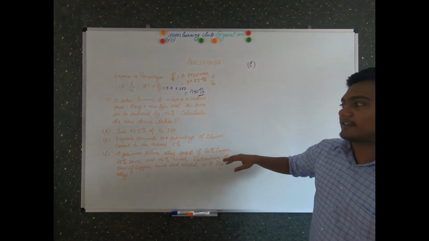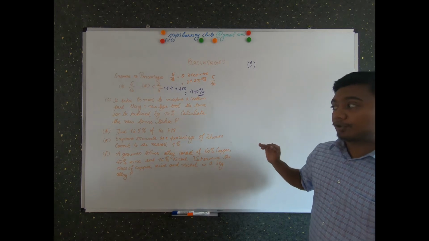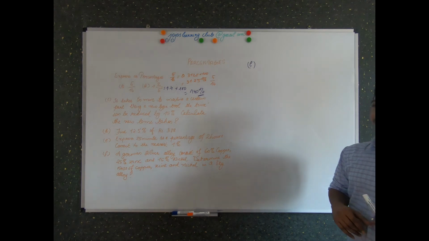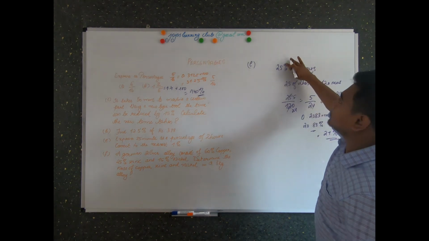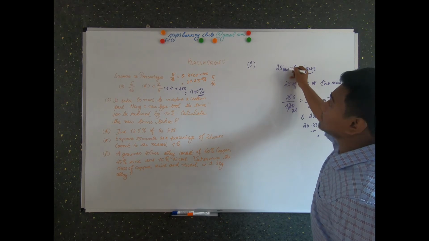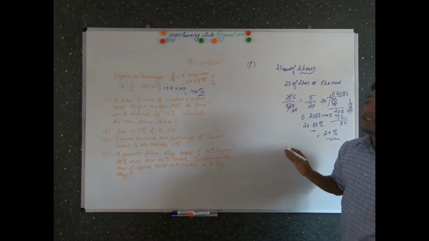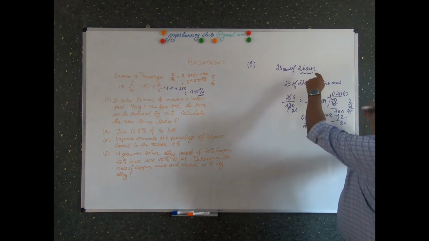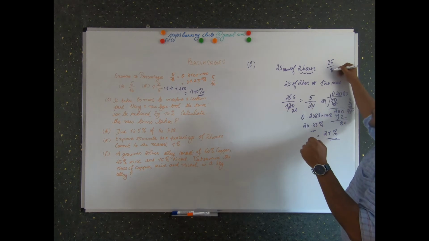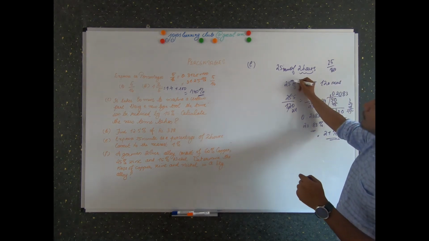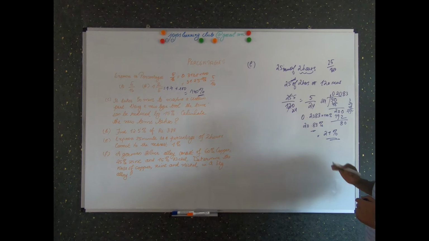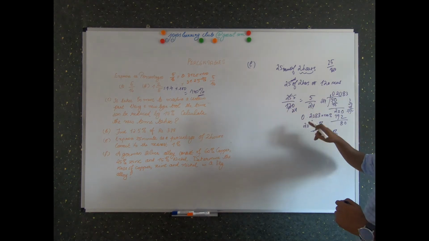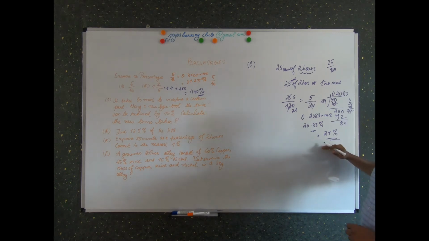Now let's discuss problem number E. Let's read the question first. Express 25 minutes as a percentage of 2 hours, correct to the nearest 1%. So it's a little bit tricky, right? Express 25 minutes as a percentage of 2 hours. So 25 minutes of 2 hours is 25 by 120, because 2 hours is 120 minutes. You can represent it as 25 by 120, which is nothing but 5 by 24. At the end, you get the value 21%.